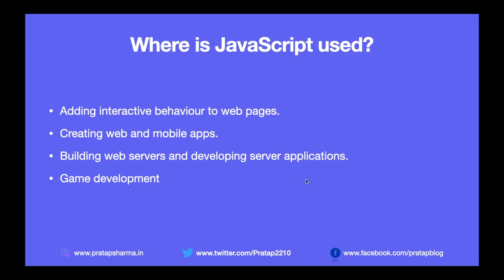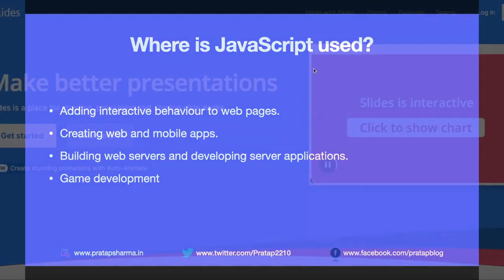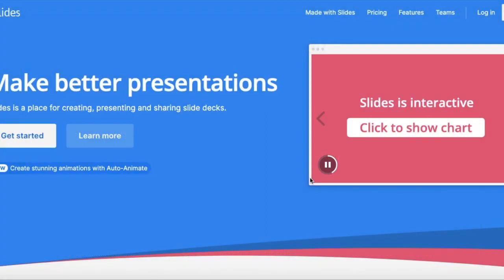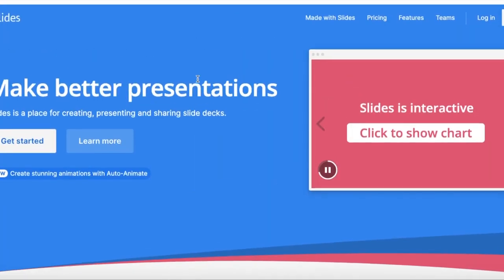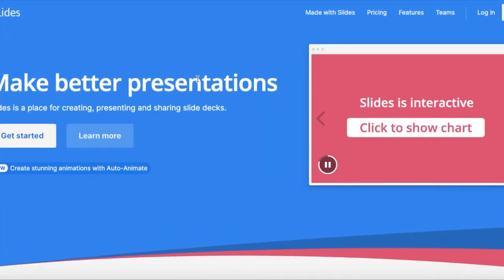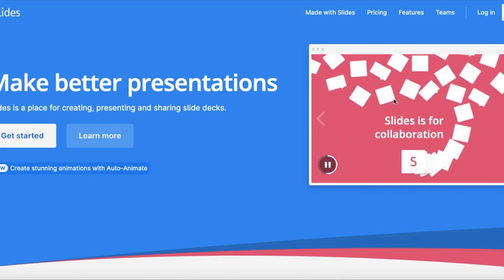To know which applications are built using JavaScript, let me take you over to the browser. Here are a few examples of where JavaScript is used. We have one framework called Slides. This is also built upon JavaScript. It has an application where we can make slides and all. This is built upon JavaScript only.